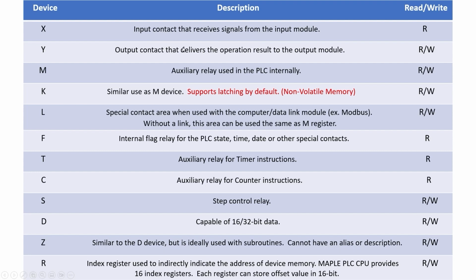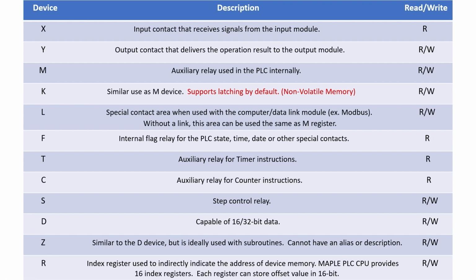The Y register, this is a physical output and is read and write. So it's the output contact that delivers the operation result to the output module. M registers, this is a virtual register, an auxiliary relay used in the PLC internally. So it's internal bits, and it's a virtual register for what a Y register is physically. The K register, this is a version of an M register, but it's non-volatile memory, and it supports latching by default. The L registers, this is a communication result, so you can use it as another M register.